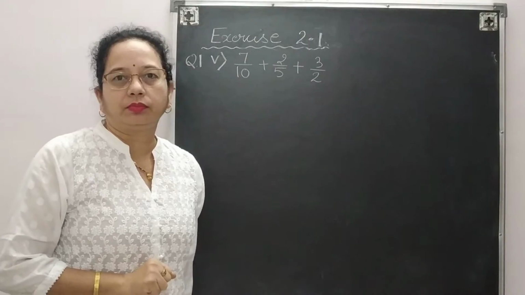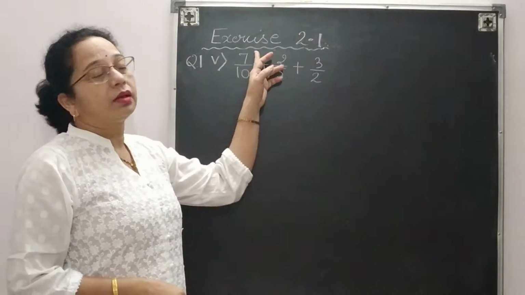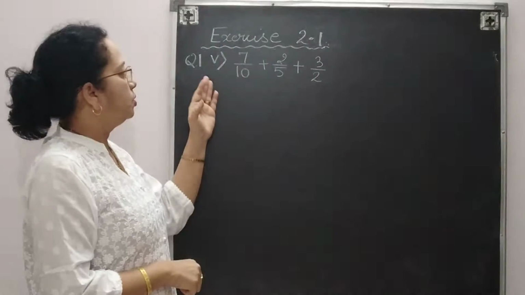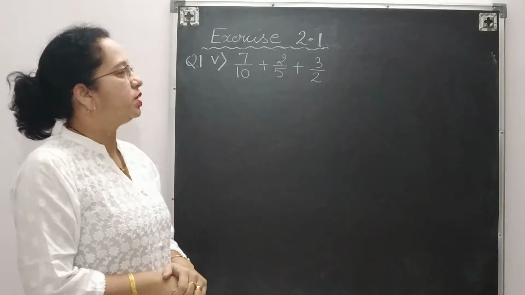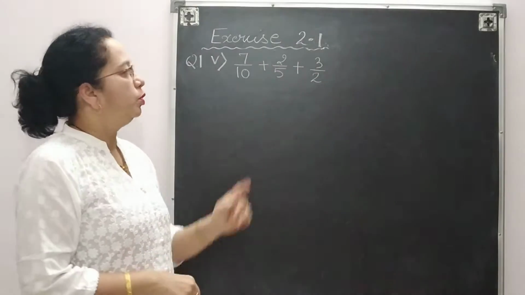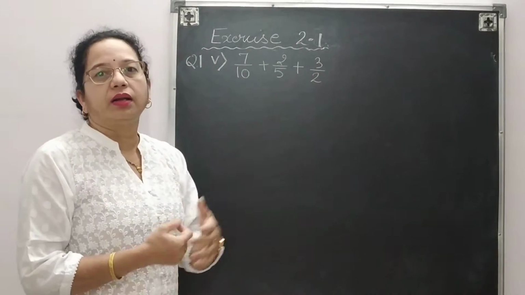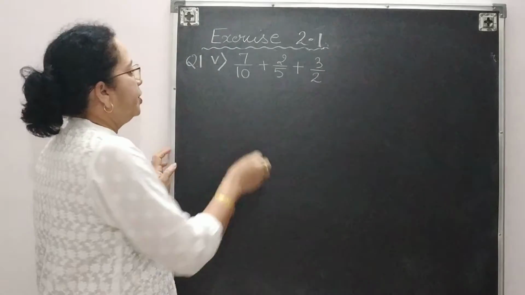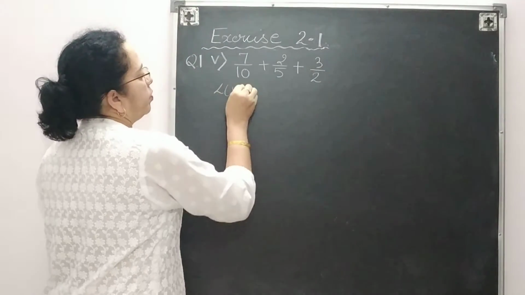Friends, in today's class I will start with exercise 2.1. So question number 1, fifth sum: 7 by 10 plus 2 by 5 plus 3 by 2. All three fractions are unlike fractions. Their denominators are different. So we will take the LCM.